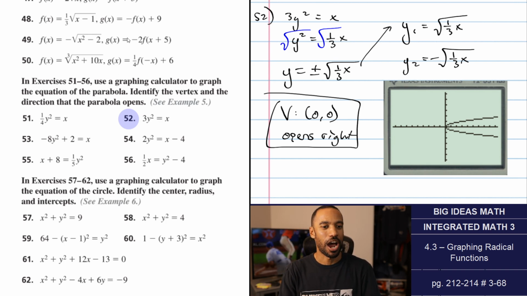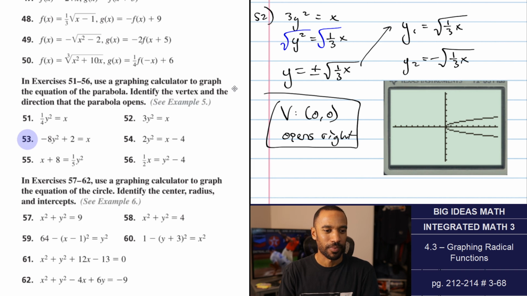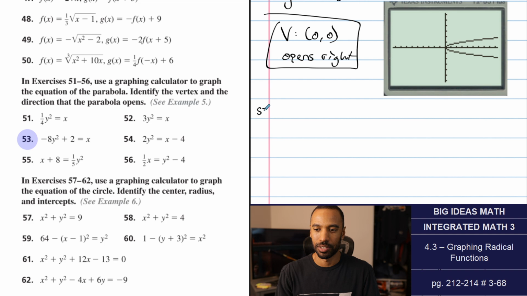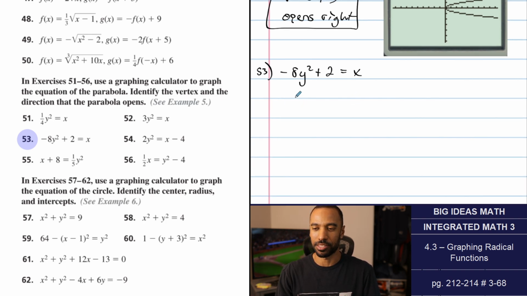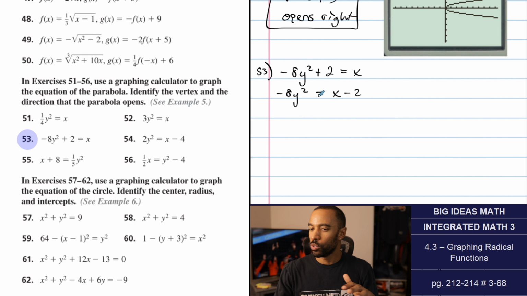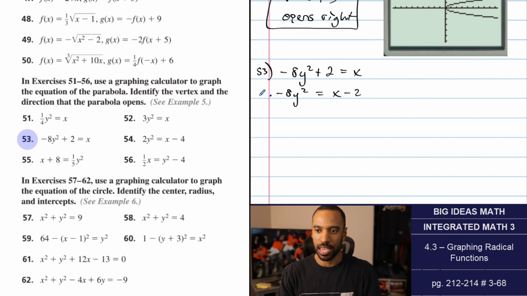It was very nice. All right, number 53. Negative 8y squared plus 2 equals x. Okay, once again, our goal is to get y by itself. Let's subtract 2 from both sides to begin with. Now we'll divide by negative 8, but I'm rather going to say let's multiply by negative 1/8.